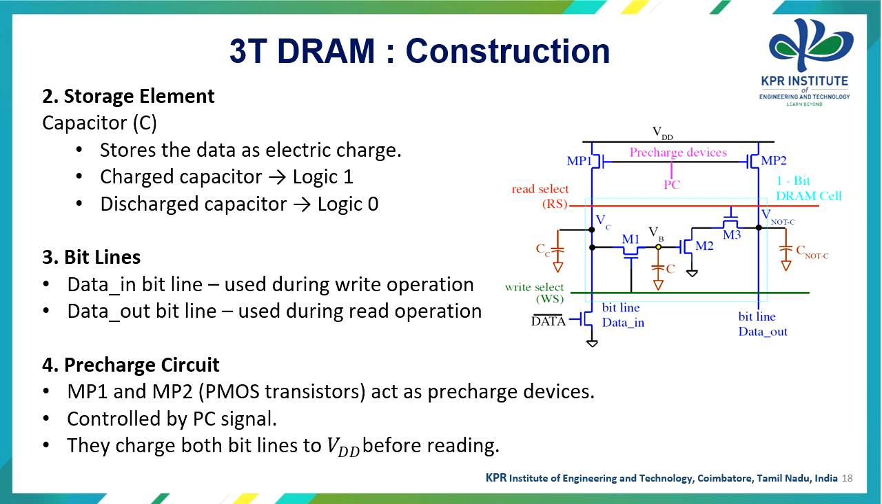The fourth one is the pre-charge circuit, where MP1 and MP2 PMOS transistors act as pre-charge devices. It is also controlled by the PC signal. They charge both bit lines to VDD before the reading process.